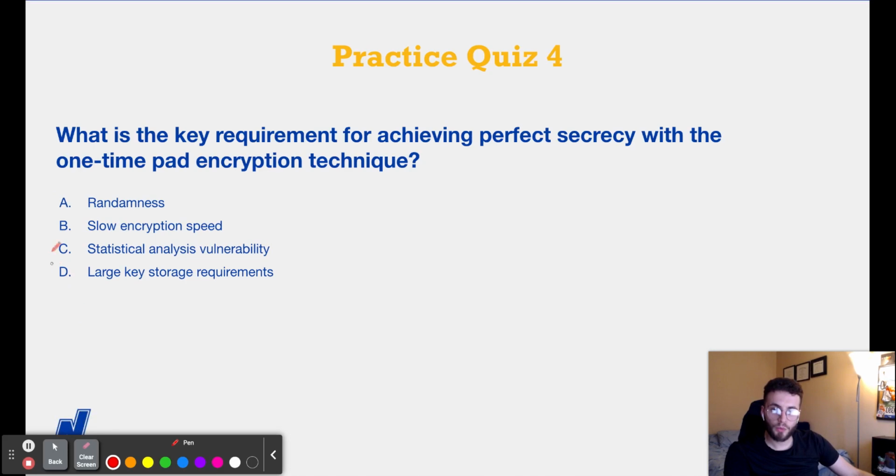So let's go on and see what are some of the things that can't be it. We know that slow encryption speed is not one. The large key storage is another one that's not it. So between A and C, to achieve perfect secrecy, we need it to be random. It needs to be random, it cannot be found.